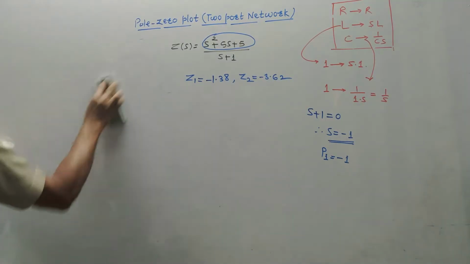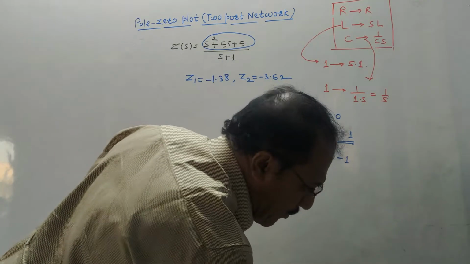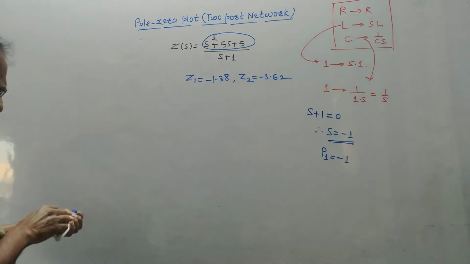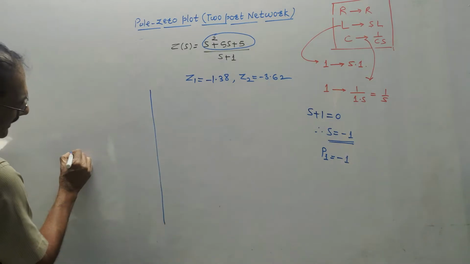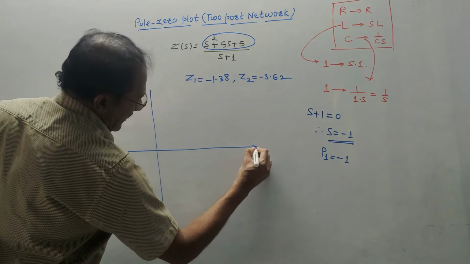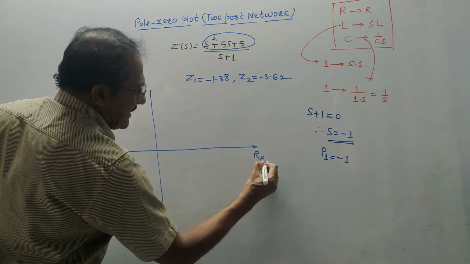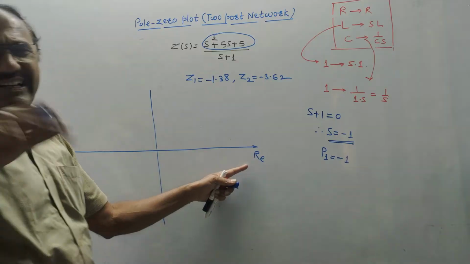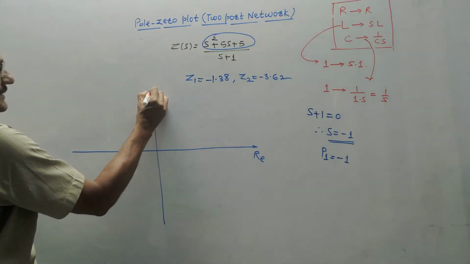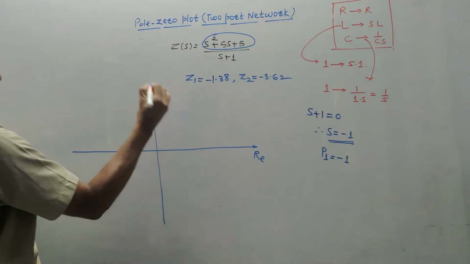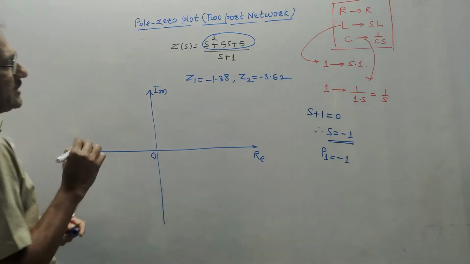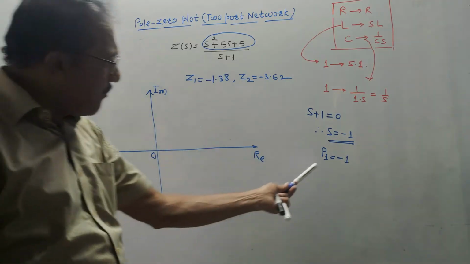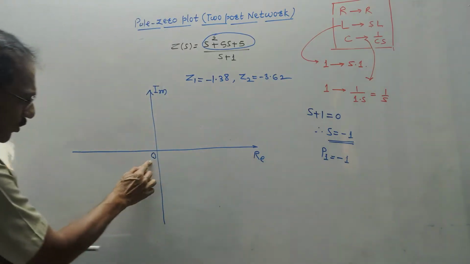Now next part is how to draw the diagrams of poles and zeros. To draw the diagram, the simple technique is draw x and y axis. On x axis write real part. RE stands for real part. On y axis mark imaginary part. IM stands for imaginary part. This is the origin. Look at the value of pole. Pole is at minus 1. This is the origin.